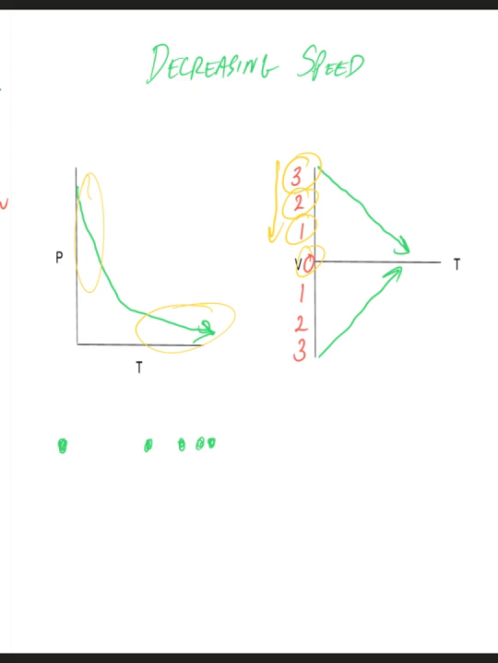Same thing with down here. This object started off going 3 meters per second, then 2, then 1. It's decreasing its speed. The only difference here, just like our other ones, is this is the positive direction since it's in the top quadrant, and this is the negative direction because it's in the bottom quadrant.